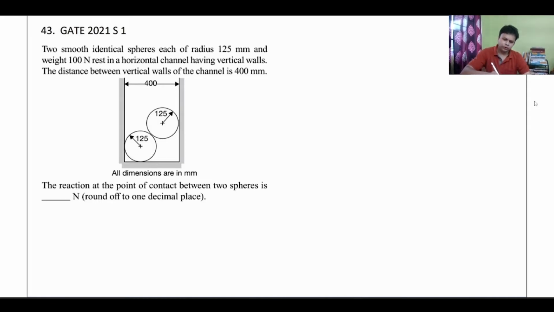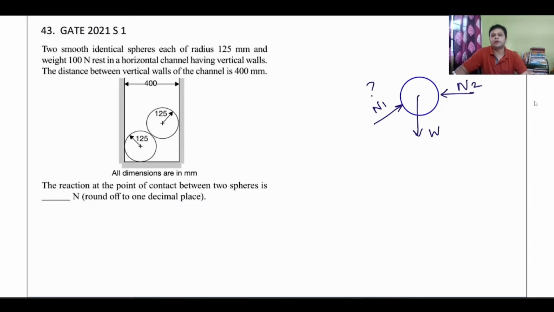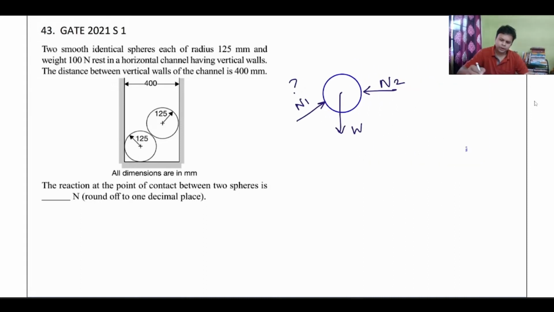Okay, so let me try to draw the FBD of the upper sphere. What are the different forces acting on this? Can I say there is a weight W, a reaction N1, and a reaction N2? What am I required to find out? I am required to find out N1. Right? Can I rearrange these forces a little bit in this way?